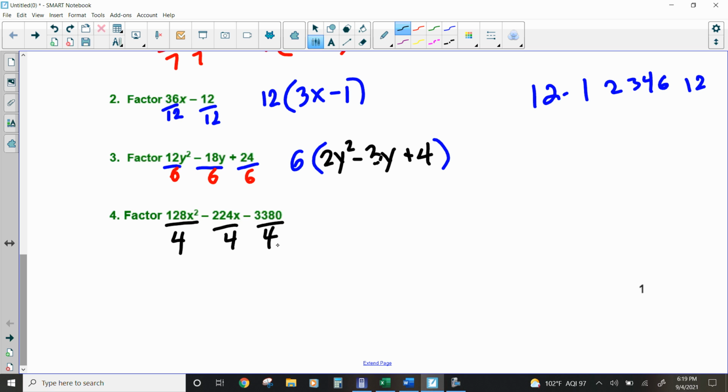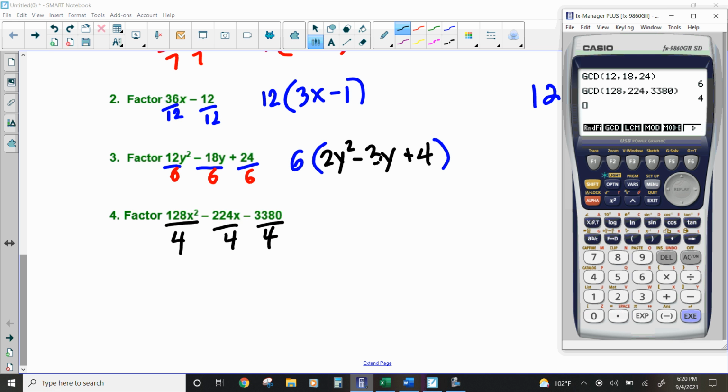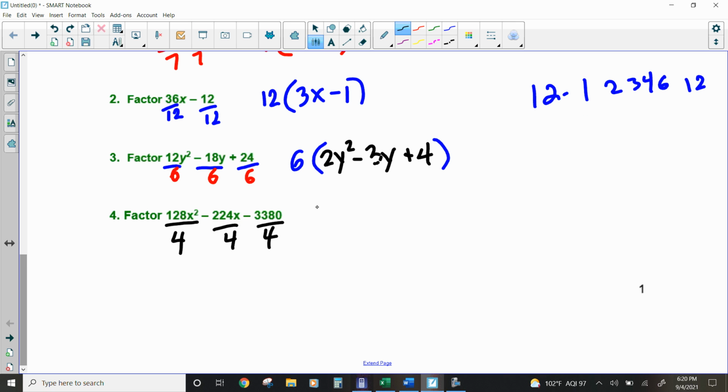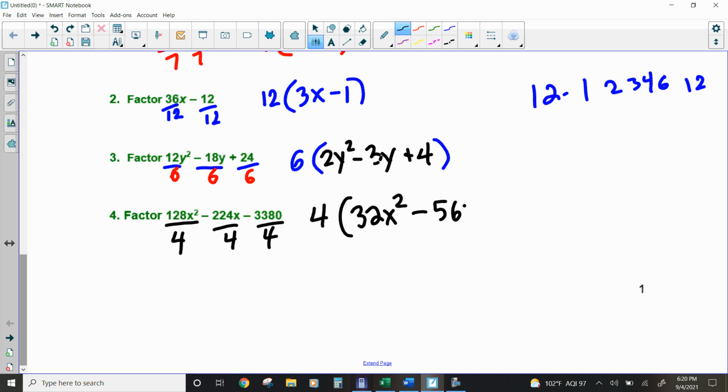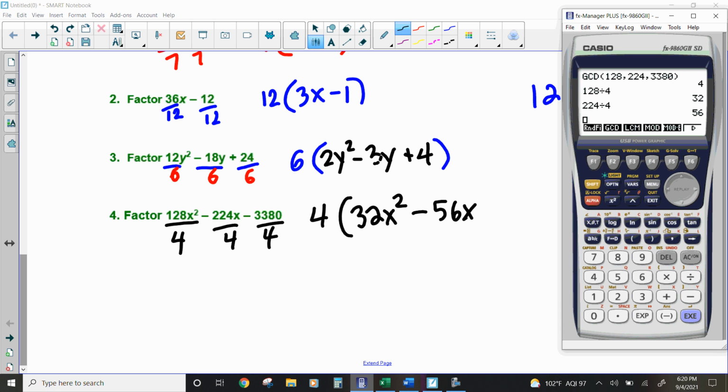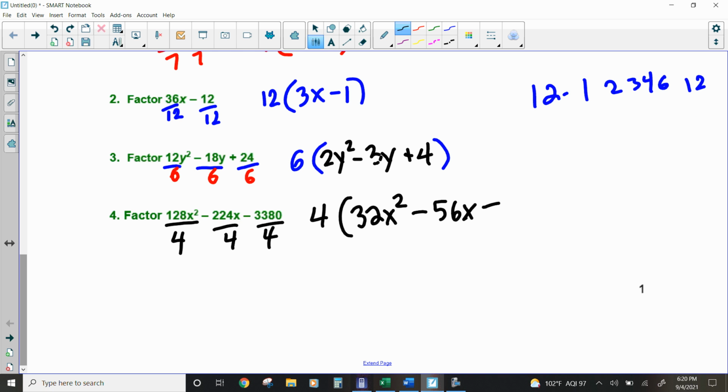Now with numbers this big, I don't know what those answers are, so I have to do this in the calculator. So 128 divided by 4 is going to give me 32. So I'm going to have to stick the GCF in the front. So the first one is 32x squared. And then I need to do 224 divided by 4. And that one gives me 56. So this is going to be minus 56x. And then I have 3,380 divided by 4. So we end up with 845. So that's going to be minus 845.